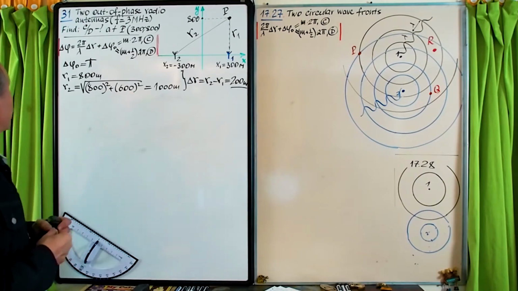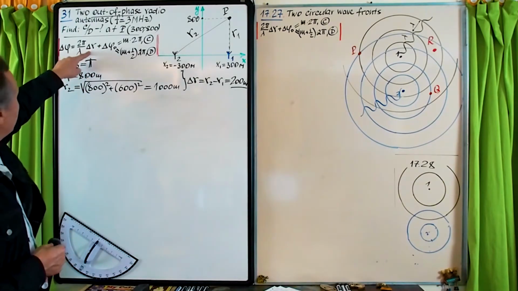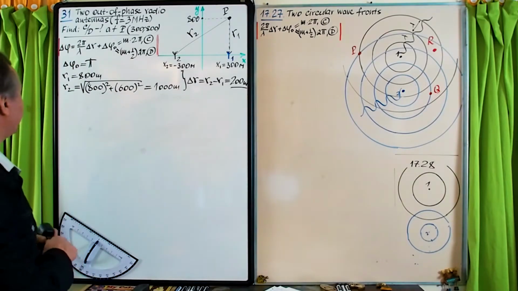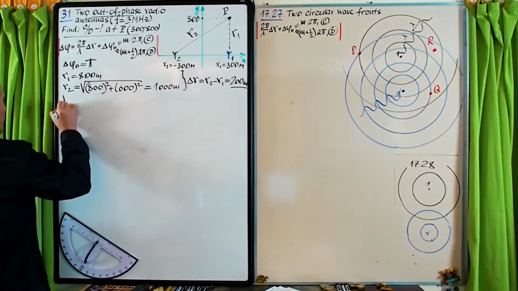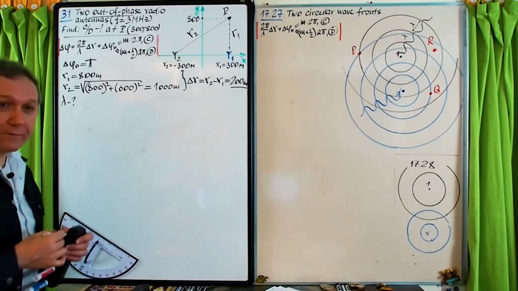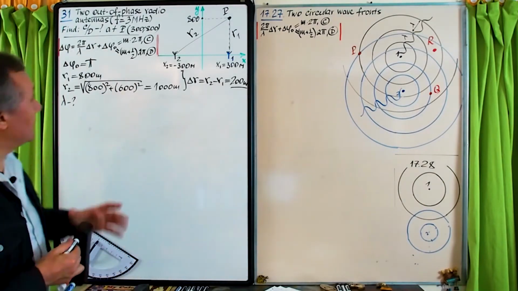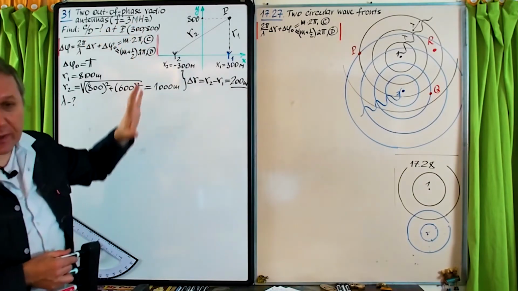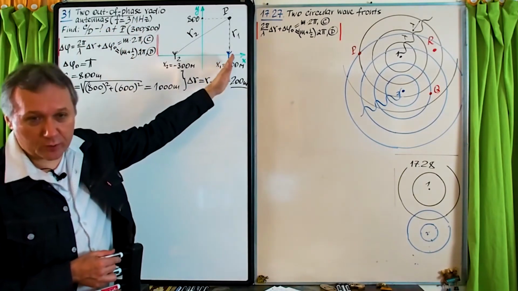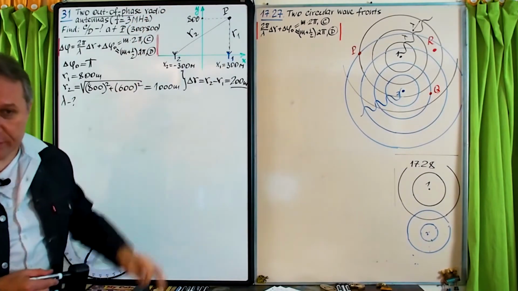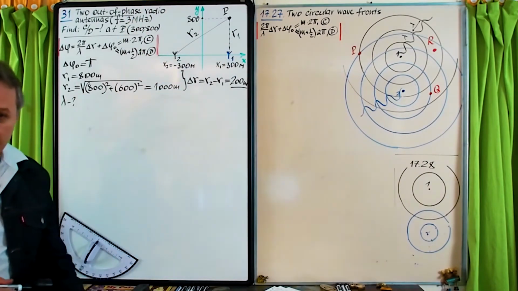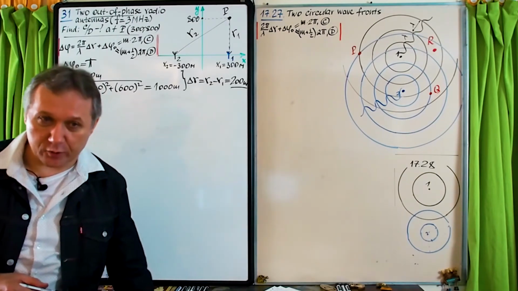So then, what's next? We found this, we found that. So now lambda, the last unknown, right? How can we find lambda? Wavelength. And again, these waves are identical. Frequency is given as 3 megahertz. It means this source generates a radio wave with 3 megahertz, and this source generates a radio wave with 3 megahertz. So the wavelengths are going to be the same.